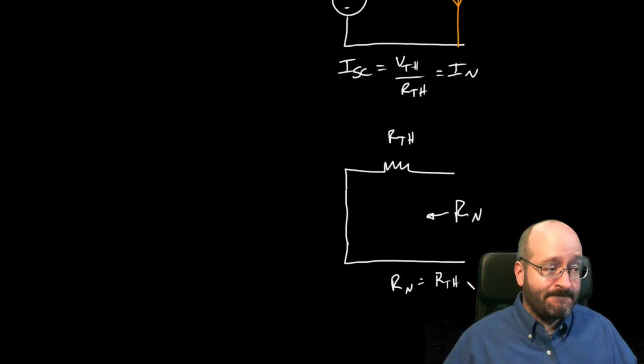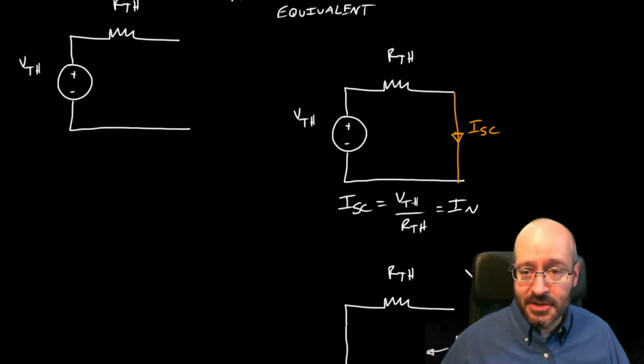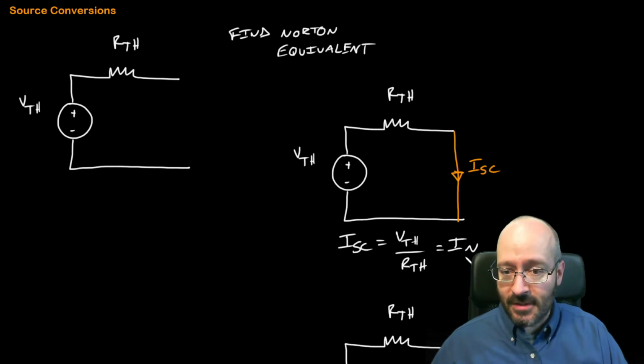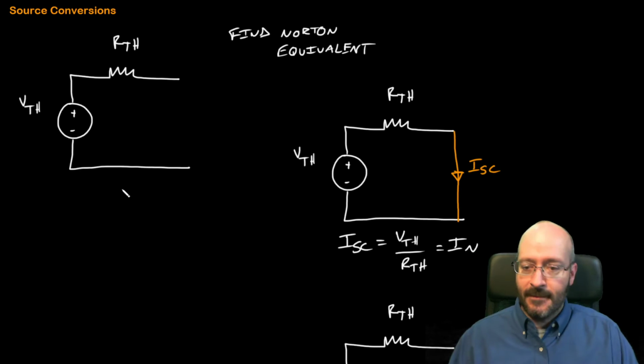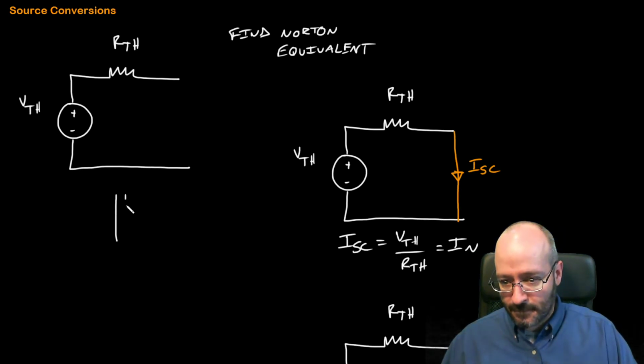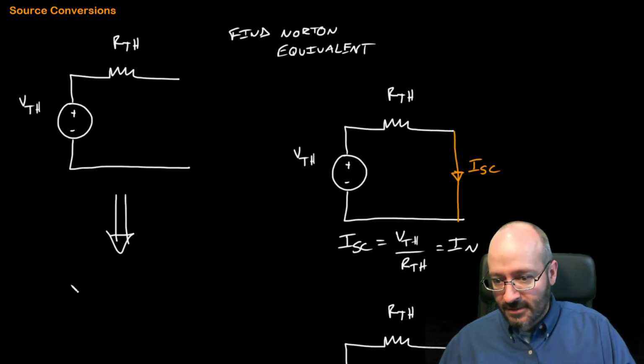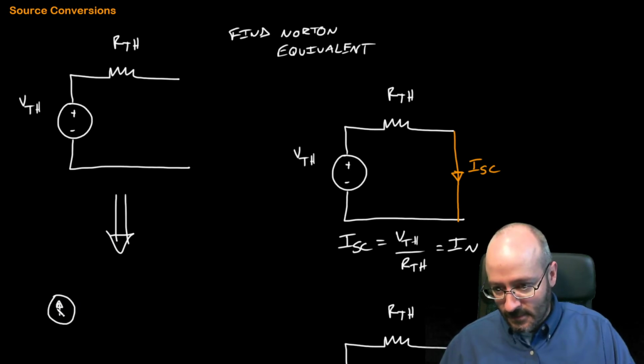Okay, and that's it. So we can take that knowledge and we can come up here to this circuit, our original Thevenin equivalent circuit, and we can convert it. And we can redraw that circuit as a Norton equivalent. Okay, current's going to go up.